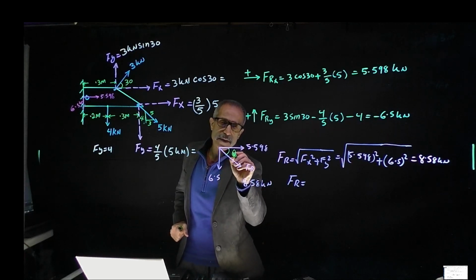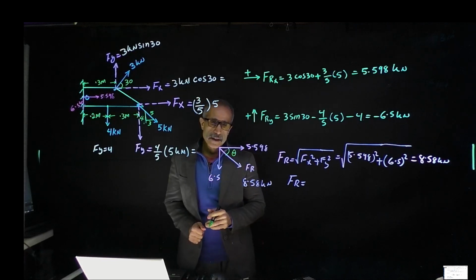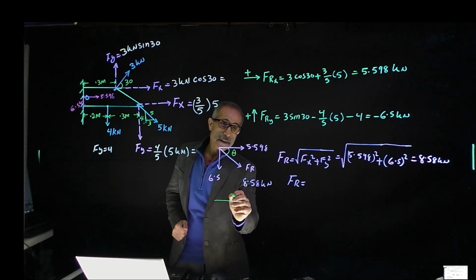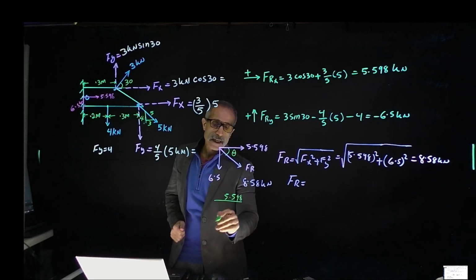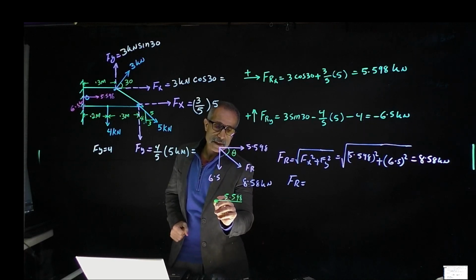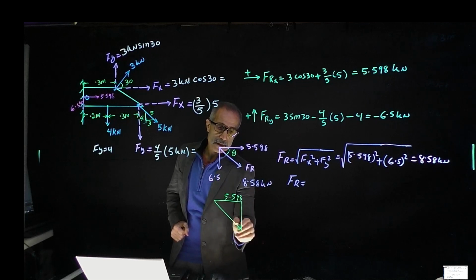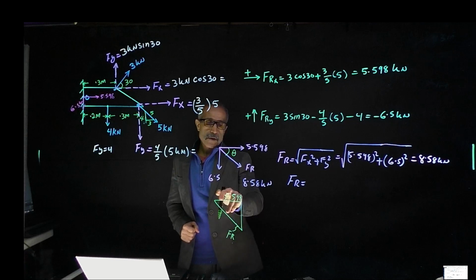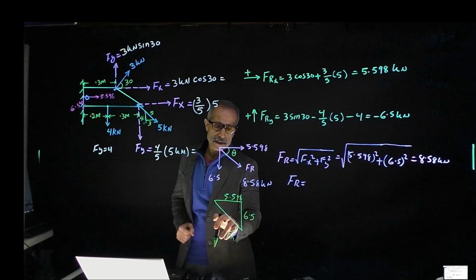So the next thing I want to find out is this angle right here. Let's call this theta. And again, we can look at this like a triangle. If I look at this triangle, I have this right here, and that's 5.598, and then I'm looking for this F r. We know this 5.598, and we know this is 6.5. I don't have to find the hypotenuse.